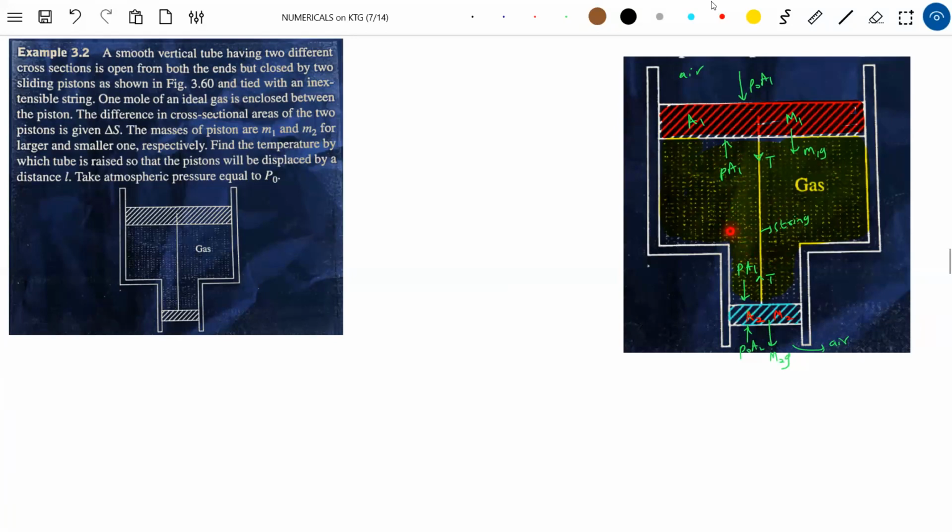In all our KTG problems, the pressure inside the gas is the same at all points. If I say pressure of gas, at all points. If I say temperature of gas, at all points. Okay, this tension, let it be T0, I'll write it. Able to understand now? So this is what students will trouble. You'll try to go for P1A1, P2A2.